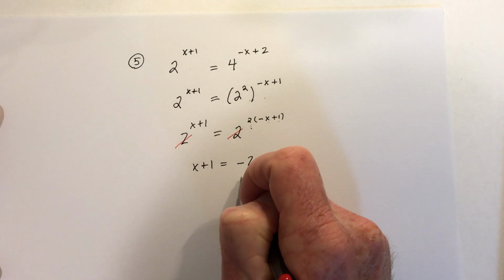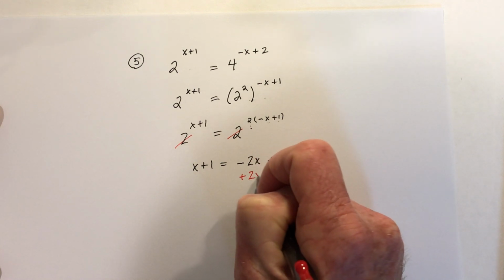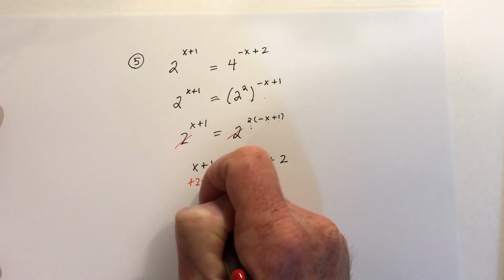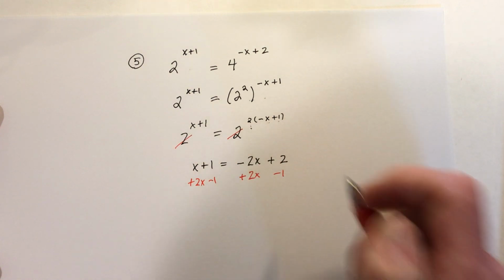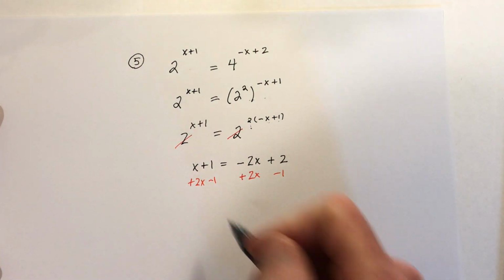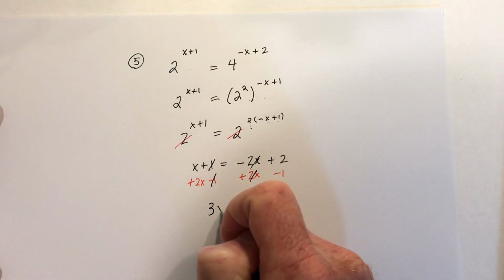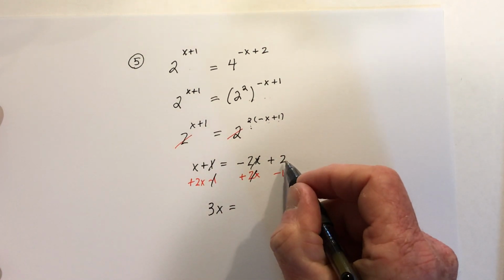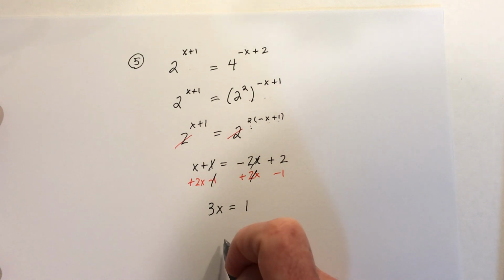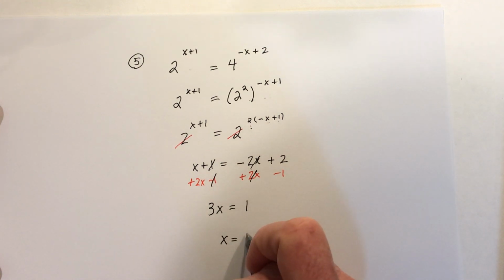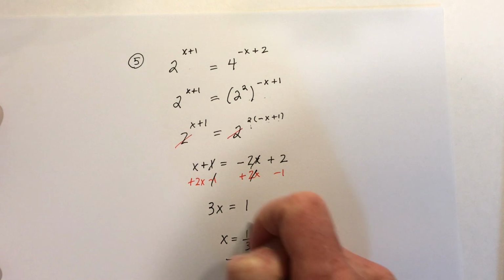All right, I'm going to collect the x's on the left side, so I'm going to add 2x to both sides and subtract 1 from both sides. And then these are going to cancel and these are going to cancel, so we end up with 3x equals, this is going to be a 1. And then just divide both sides by 3, and x equals 1/3.